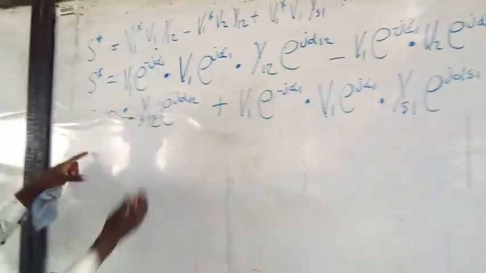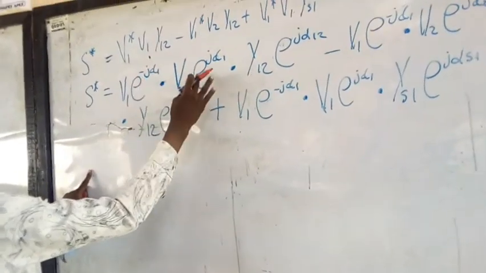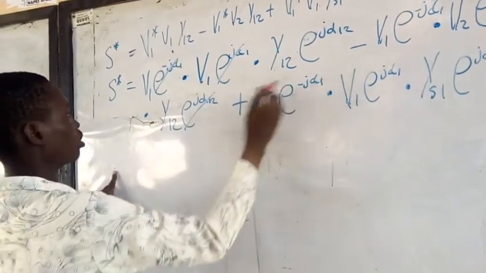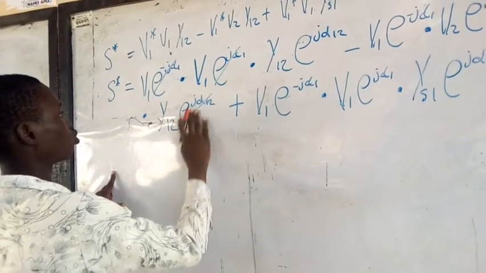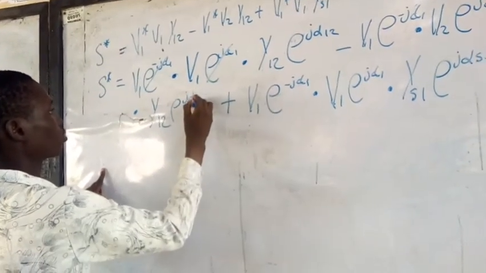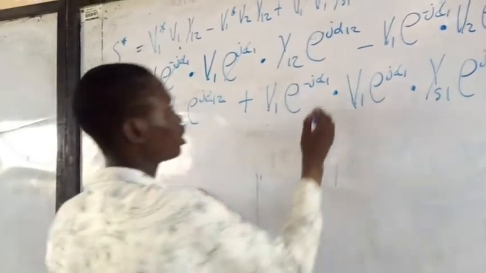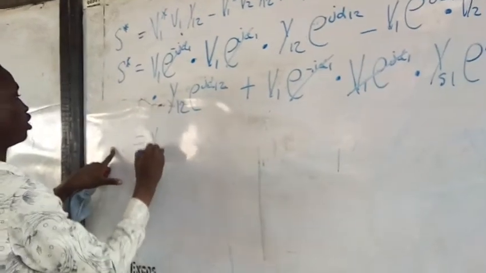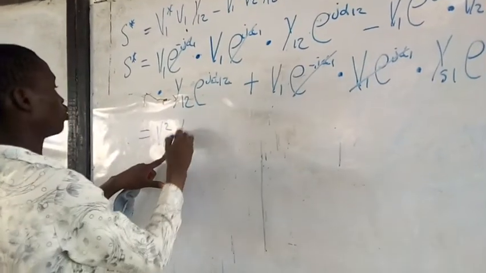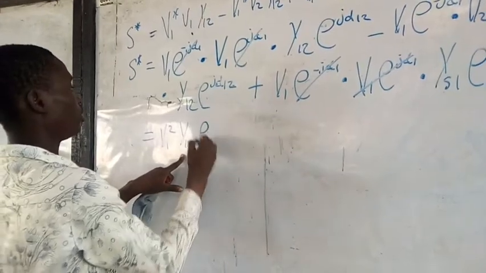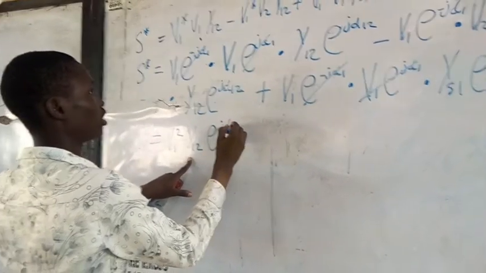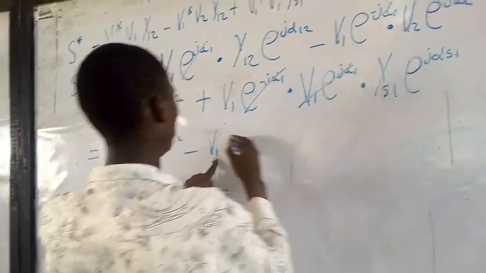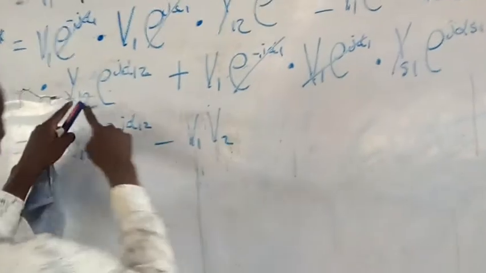At this point here, this e minus j d1 and plus e j d1 will cancel each other. This side too will cancel. No. This will not cancel. Okay, this will also cancel this place. So v1 times v1 will give us v1 squared. Bring down your y12. Then we have e j d12 minus. Then this one will be v1, v2, and y2. Then y12.